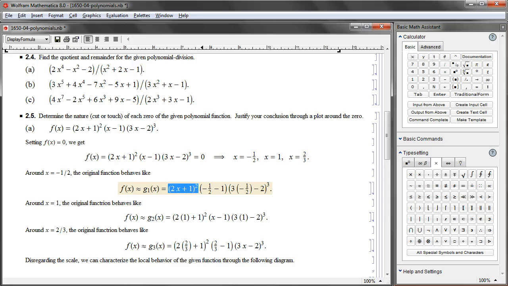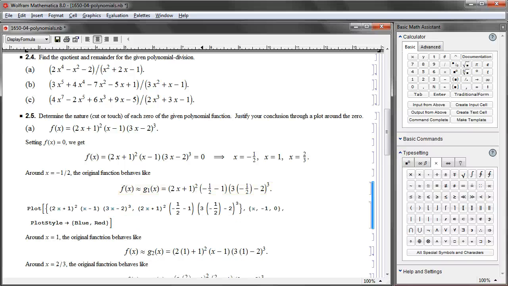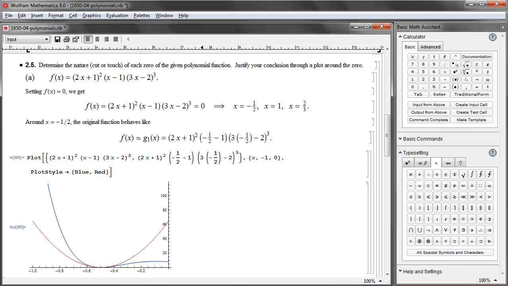But if I do that to this one, I'm going to lose all my information, because if I plug in x equals negative 1/2 here, then you're going to get 0 times something. Everything is 0. Then you don't really get anything. Now, let me show you a graph. Actually, two graphs. The blue graph you see is the original function, the graph of f. The red one is the graph of g1. As you can see, they are two different graphs, but they behave rather similarly around x equals negative 1/2.